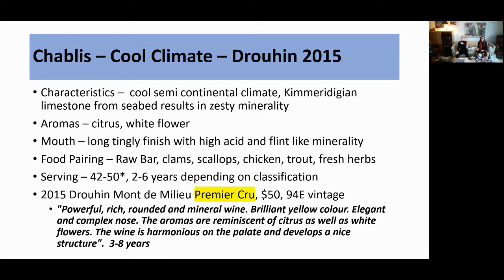And the specific tasting note below says 3 to 8 years. Because it's saying, hey, you've got a premier cru here. The vintage is 94E. On a scale of 100, the 2015 white Burgundies were classified as 94 out of 100. The E means accessible, ready to drink. So it's a good drink time for it right now.